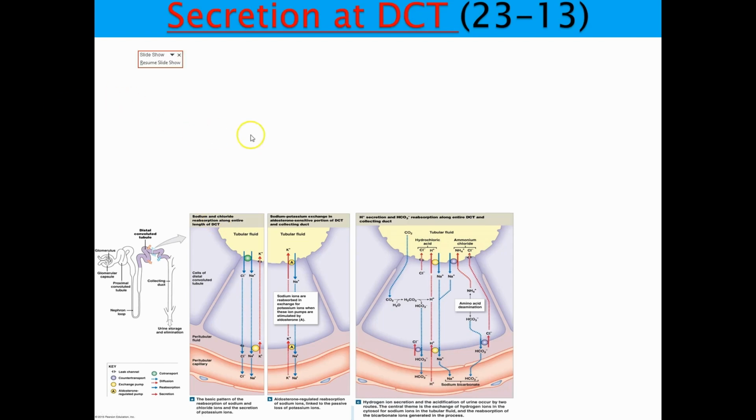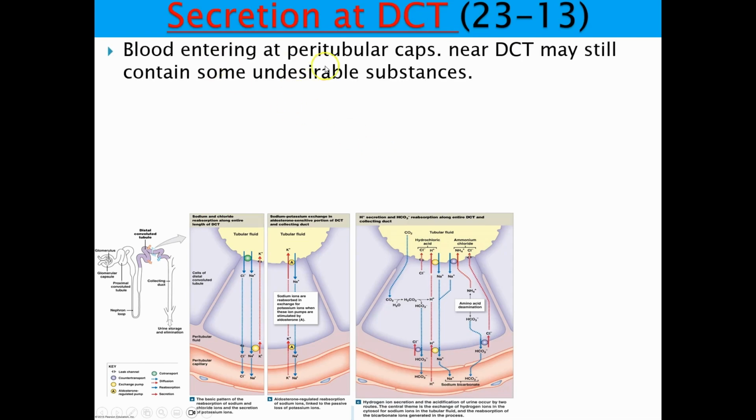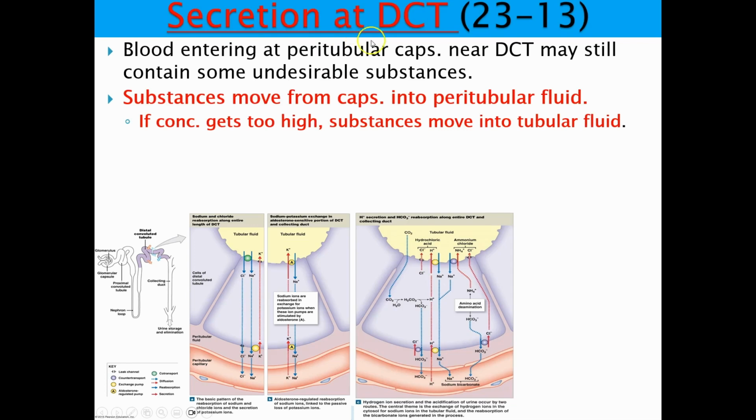So some of the major points to be aware of here when we're going through this. Blood entering at the peritubular capillaries near the DCT may still have undesirable substances. Again, only 15 to 20% of the original filtrate reaches here. But remember, we might have some undesirable substances within the peritubular capillaries, or we might have substances within the actual tubular fluid that we want. So when it comes to secretion, that's going to be getting rid of the undesirable substances.